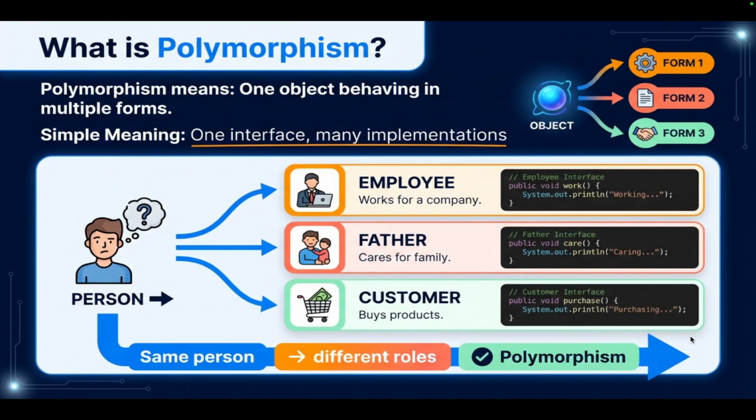What is polymorphism? So first, what exactly is polymorphism? Polymorphism means one object behaving in multiple forms. In simple terms, one interface, many behaviors. For example, a person can be a father at home, an employee at office, and a customer in a shop. Same person but different roles. This is polymorphism in real life.